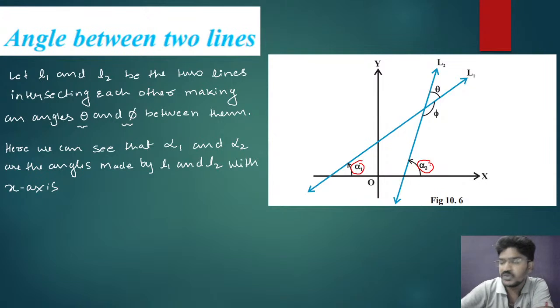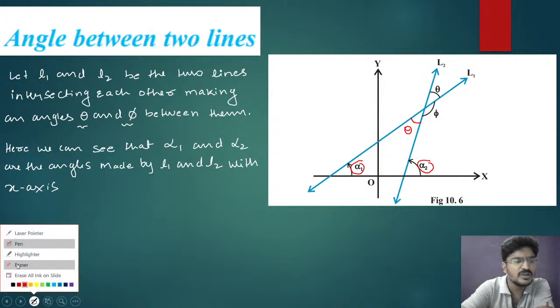Okay, so now you see here. If this is theta, this angle will also be equal to theta because they are vertically opposite angles. Right. So now, can you tell me what is alpha 2 equal to?